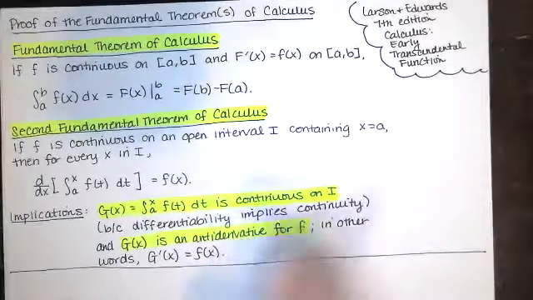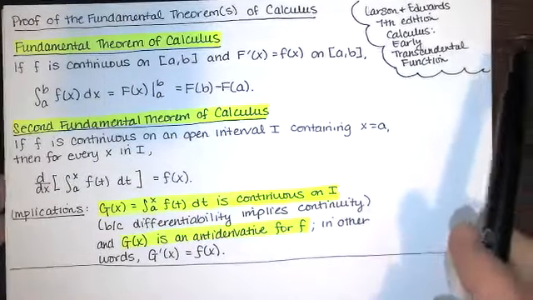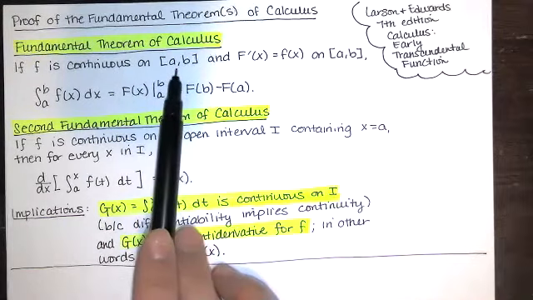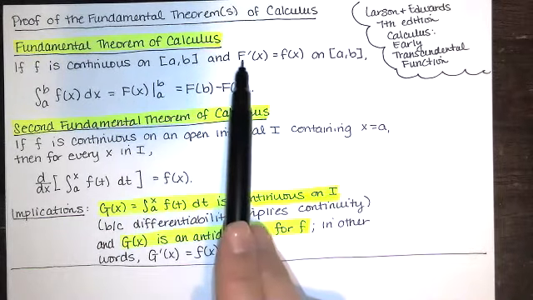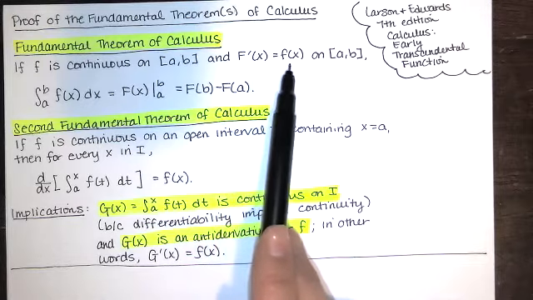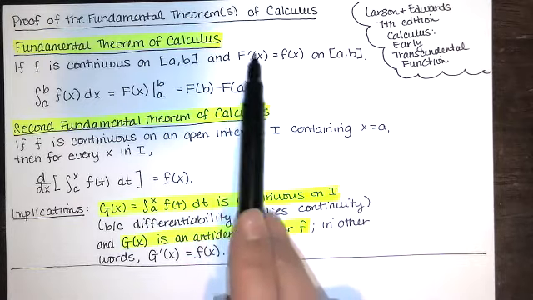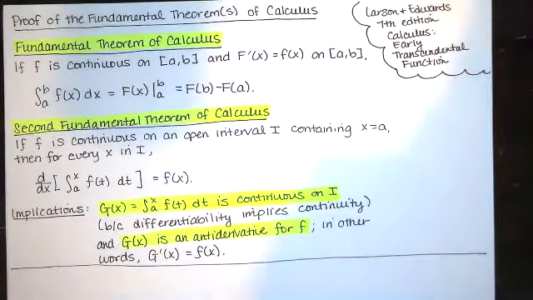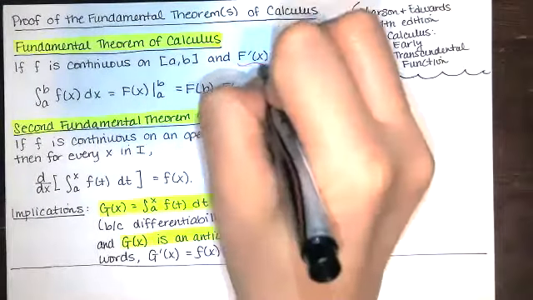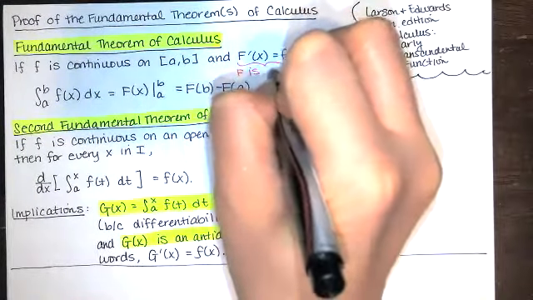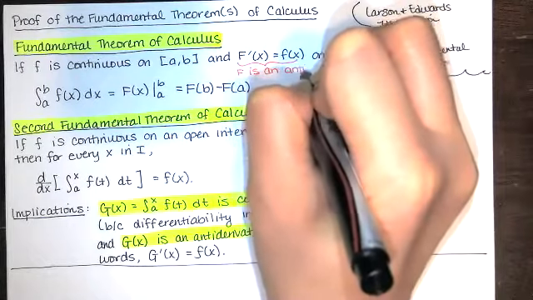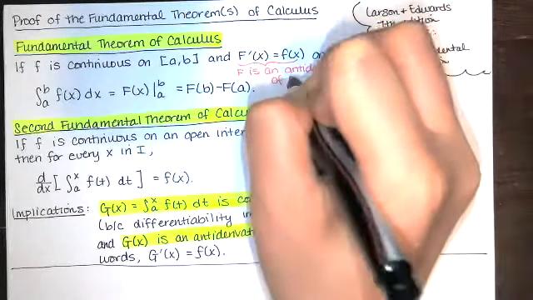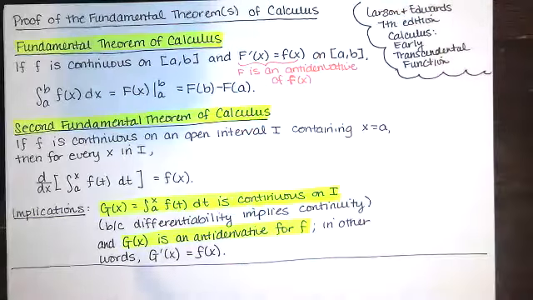Okay, so here's the first fundamental theorem of calculus according to our textbook authors. It says, if our function f is continuous on the interval from a to b, and F prime of x equals little f, so that means that capital F is an antiderivative for f, on the interval from a to b.